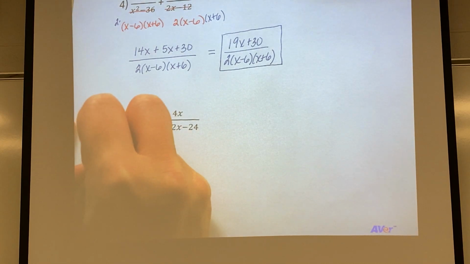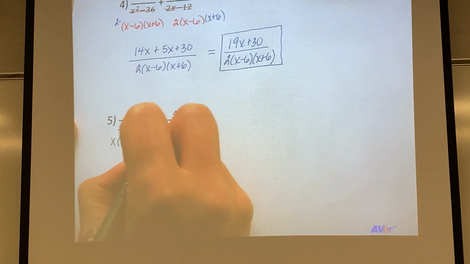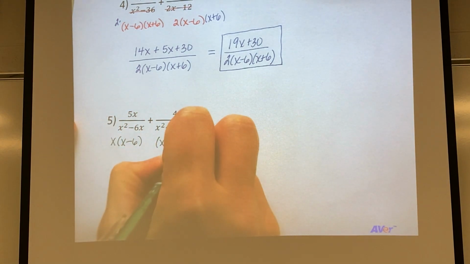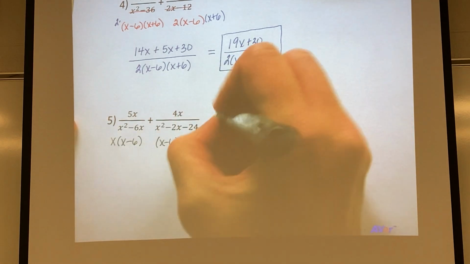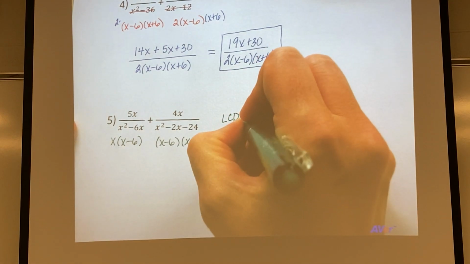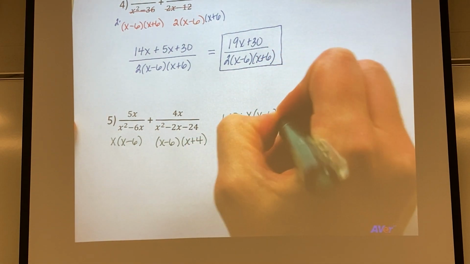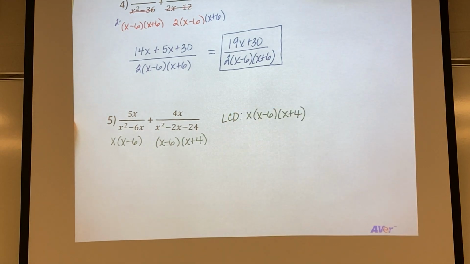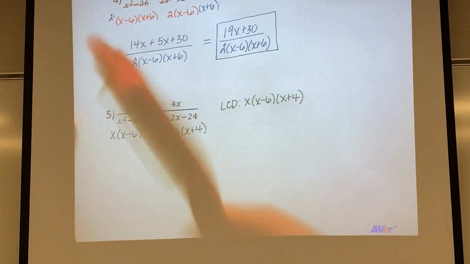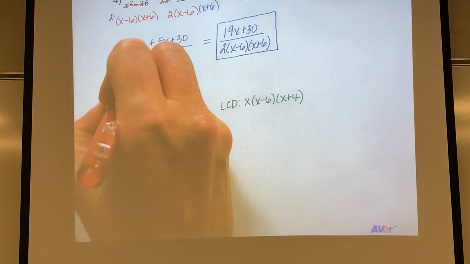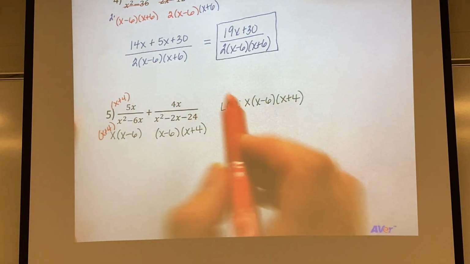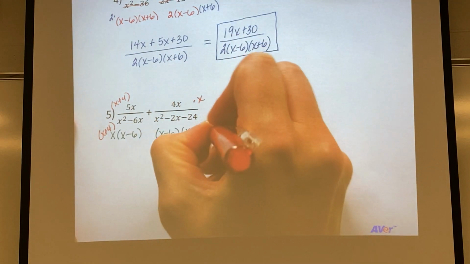All right, this one we'd have to factor out a GCF. The next one has a leading coefficient of 1, so it's easy to figure out what multiplies and adds. Our LCD has to include all the things, so x, x minus 6, and x plus 4. So if we look at our first one, it's missing the x plus 4. So we're going to multiply top and bottom by x plus 4. Our second rational expression is missing just the x. So we're going to multiply top and bottom by x.